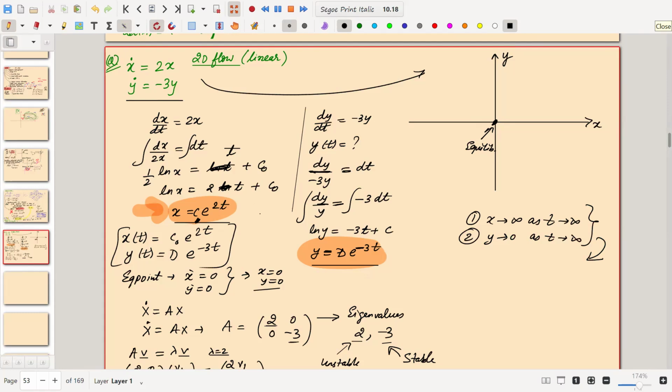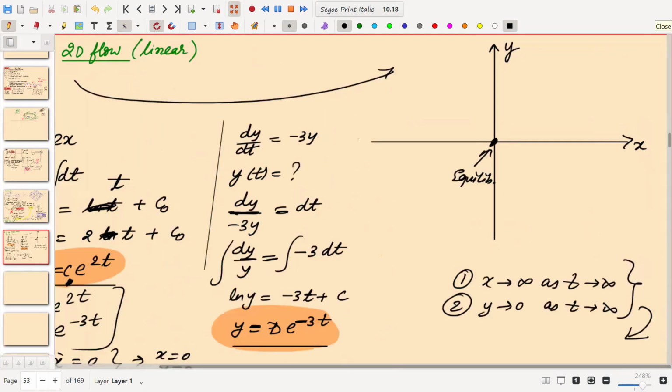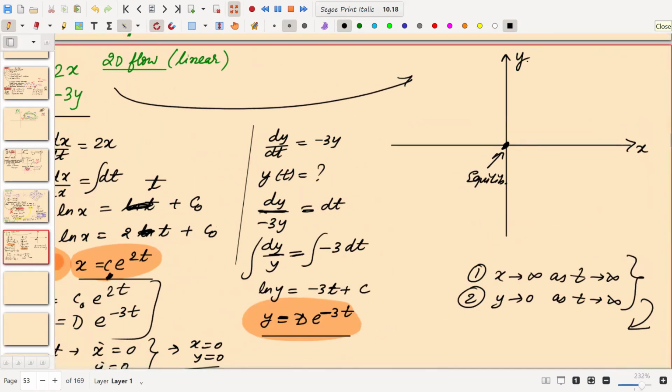Now can you combine these two together? As time increases, what is happening? x is going to infinity and y is going to 0. Can we do this here? x is going to infinity, y is going to 0. How should it look? y going to 0 means the vector should point in this direction, isn't it?